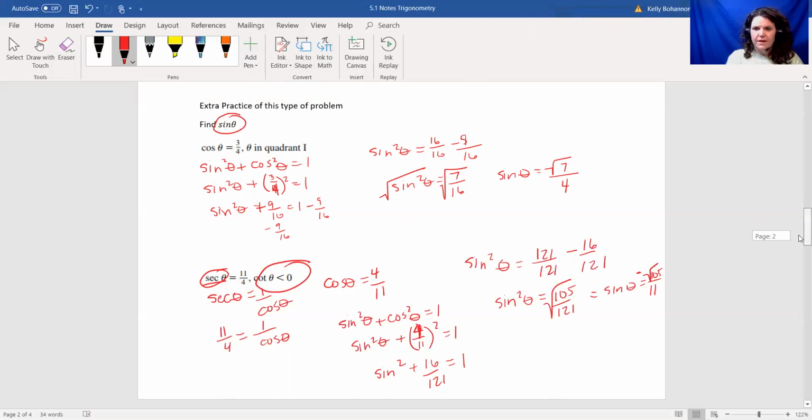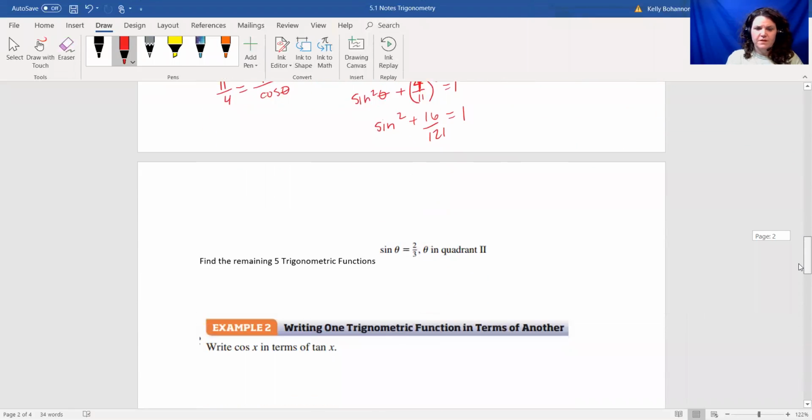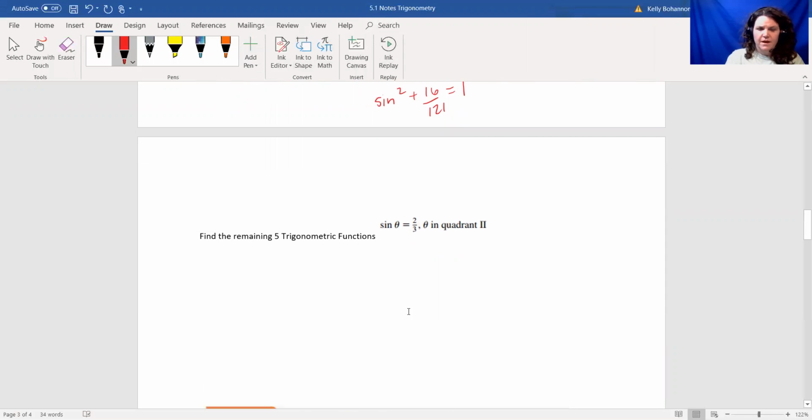Okay, and then there's one more that goes in this set right here. Let me move this stuff out of the way here. All right, so this time I've got sine is 2/3, and they want us to find the remaining trig functions. So the easiest one to find is cosecant. I don't know what just made that happen. This new pen thing is new for me, because I'm just going to flip this over. We're in quadrant 2 where sine and cosecant are positive, so cosecant's right there.